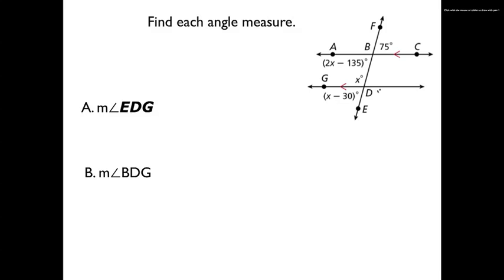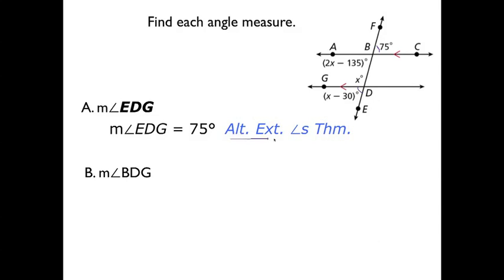So EDG, we're talking about this angle right here. Well, this one's pretty easy to find. It didn't ask me to find x, it asked me to find the measure of the angle. So I just need to know what it measures. Well, look up here at FBC. Because line AC and line GD are parallel, these two angles fall under the alternate exterior angles theorem. They're alternate exterior angles, and therefore they're congruent because the lines are parallel. So angle EDG has to be 75 degrees. Our alternate exterior angles theorem.